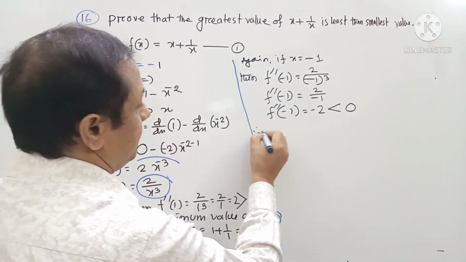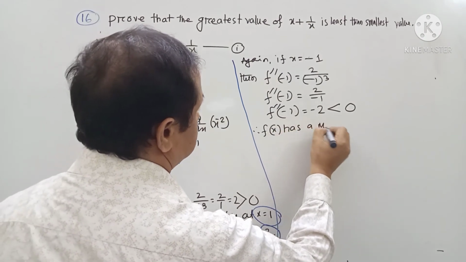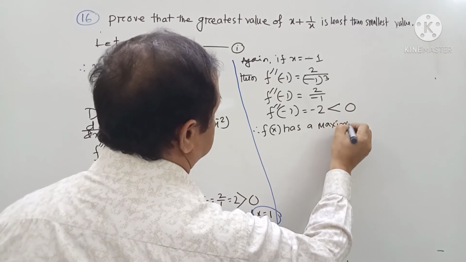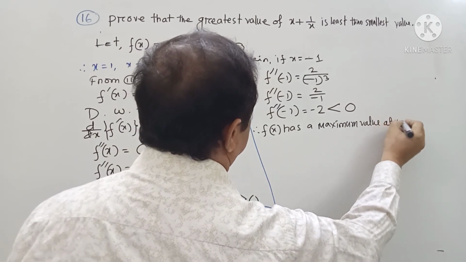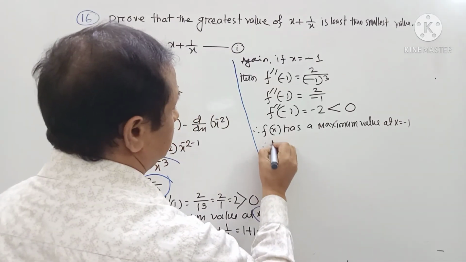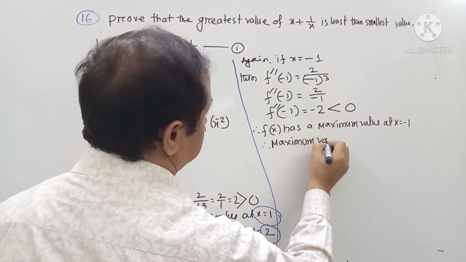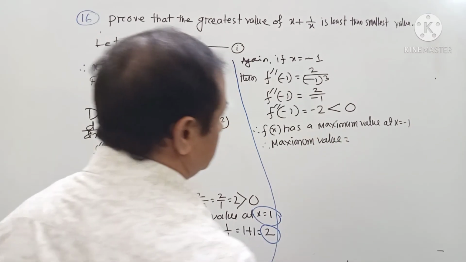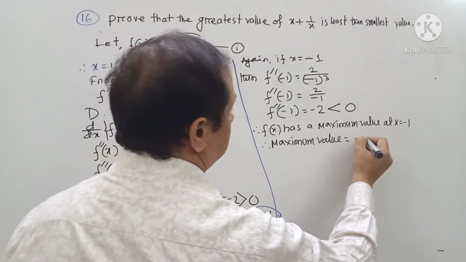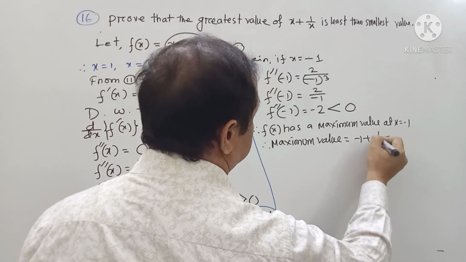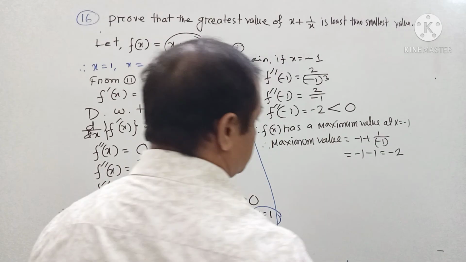So student, f of x has a maximum value at x equals minus 1. So the required maximum value equals, putting the value x equals minus 1 in equation 1, minus 1 plus 1 by minus 1, which is minus 1, equals minus 2.